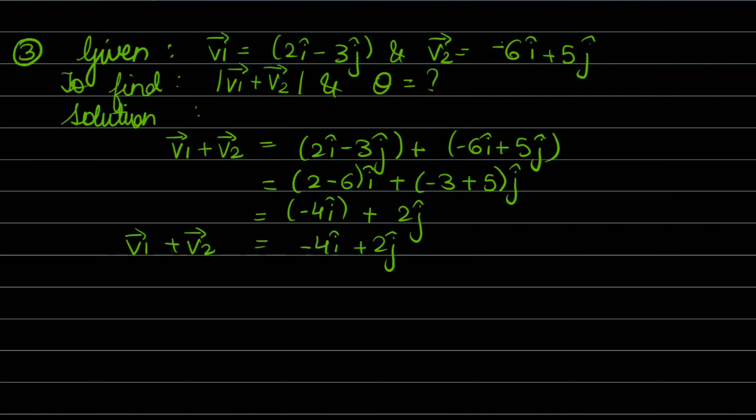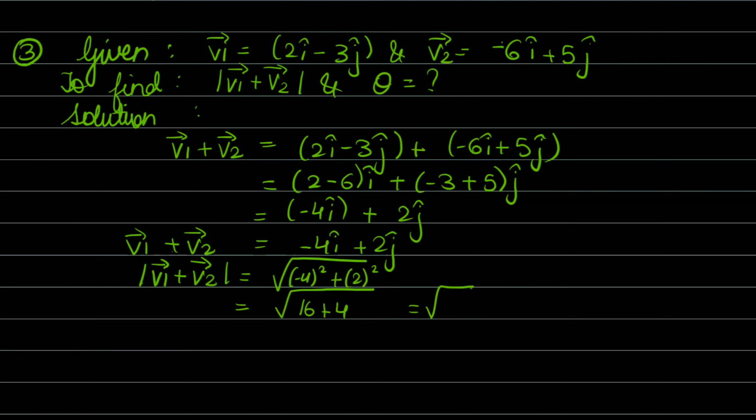Now we have to find the magnitude for this. The magnitude of v1 plus v2 is equal to under root of (minus 4) the whole square plus 2 the whole square. So we get under root of 16 plus 4, which is under root 20, which can also be written as 2 root 5. So we have got the magnitude of v1 plus v2 is equal to 2 root 5. So we have got one value.